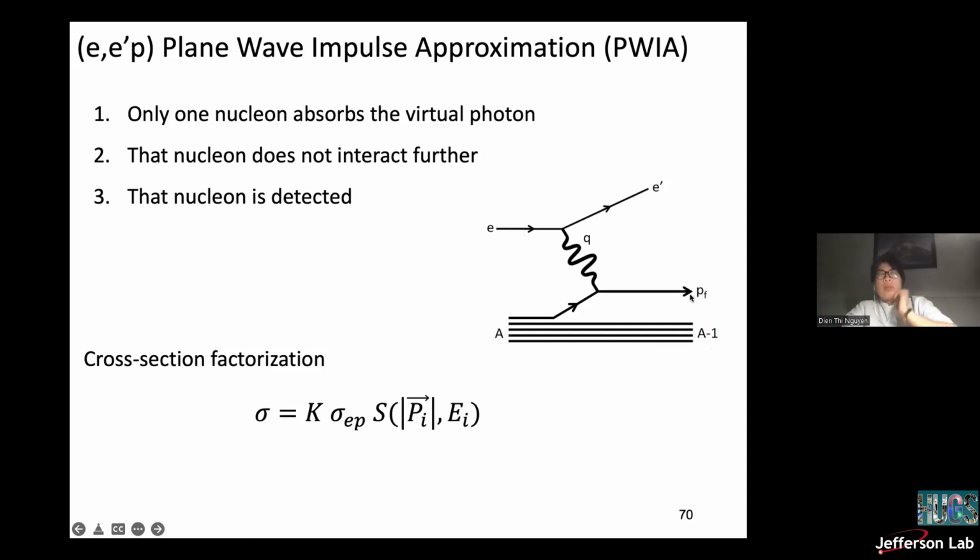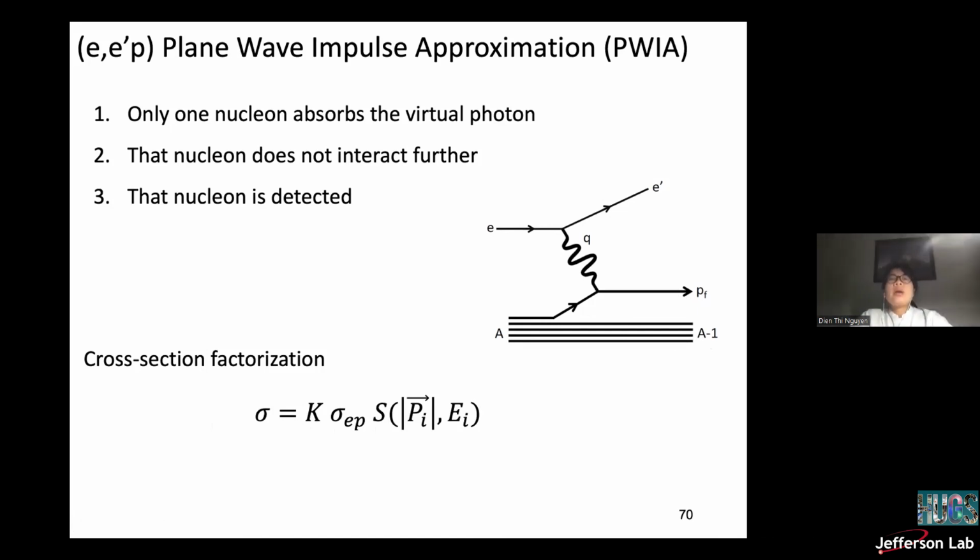So that is what a plane wave approximation is. Within this approximation, the cross-section can be factorized into a kinematic term and the elementary cross-section of the electron on the proton, and the other term is the spectral function. I already introduced this concept earlier.